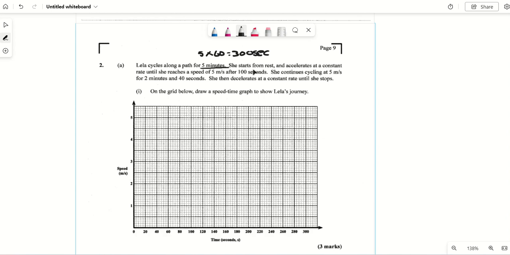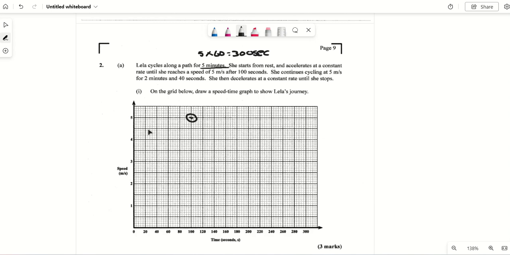Then they're going to say she starts from rest, which means she starts from 0 and accelerates at a constant rate until she reaches 5 meters per second. 5 meters per second is here. Let me use my mouse to show it. And they say she reaches that 5 meters per second after 100 seconds. So at 100 seconds, she is going to reach 5 meters per second, which is right here.